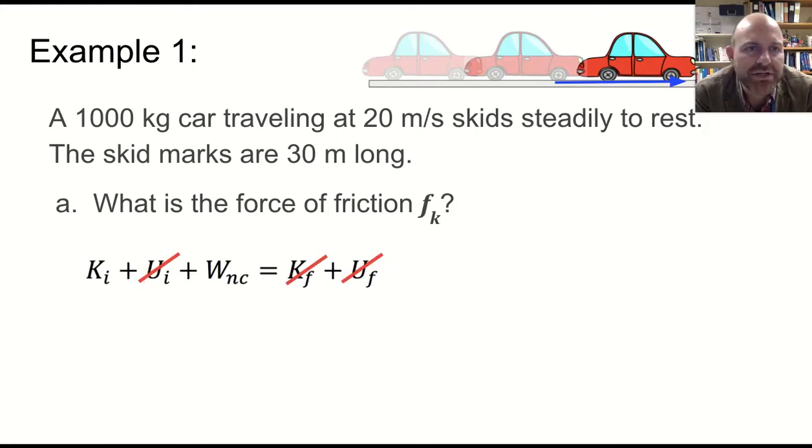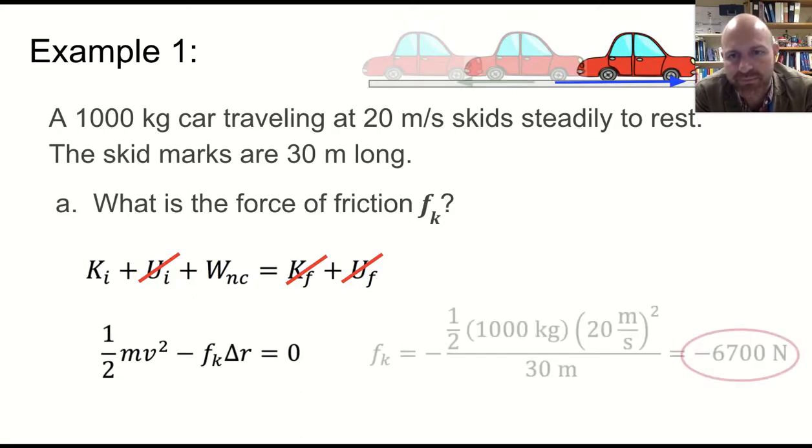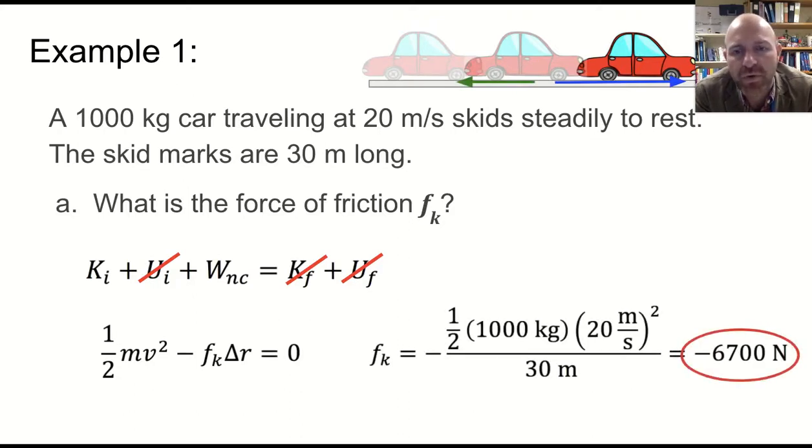We don't have any gravitational potential energy because it's at the same height, which we can call zero. And it ends with the kinetic energy being zero. So we have an initial kinetic energy plus work done by friction equals zero. And in our case, the frictional force times delta R is the work done by friction. And if we solve for the force of friction, we end up with negative 6,700 newtons, or 6,700 newtons in the negative direction.